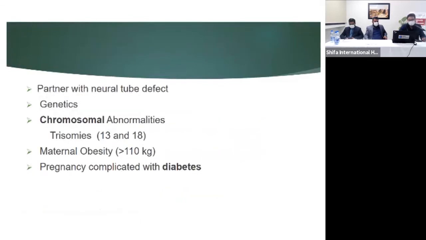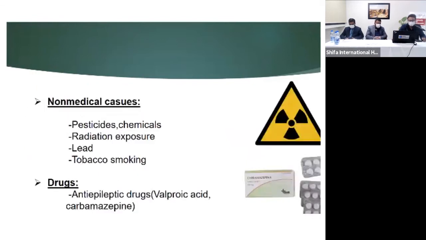Chromosomal anomalies also contribute to the formation of this congenital anomaly. Maternal obesity and pregnancies complicated by diabetes also increase the risk of spina bifida. Non-medical causes include pesticides, chemical exposure, radiation, lead, and tobacco smoking, and drugs, most commonly anti-epileptics, including valproic acid and carbamazepine.